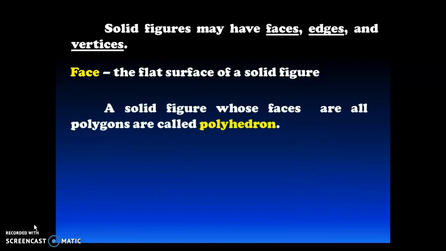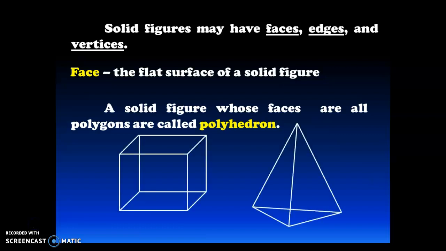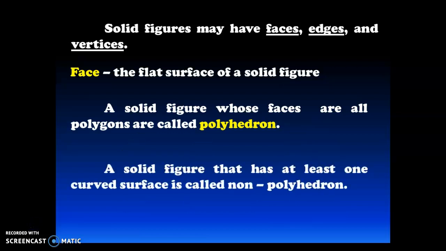A solid figure whose faces are all polygons is called a polyhedron. A polyhedron may be a prism or a pyramid. A solid figure that has at least one curved surface is called a non-polyhedron. Examples are cones or spheres.